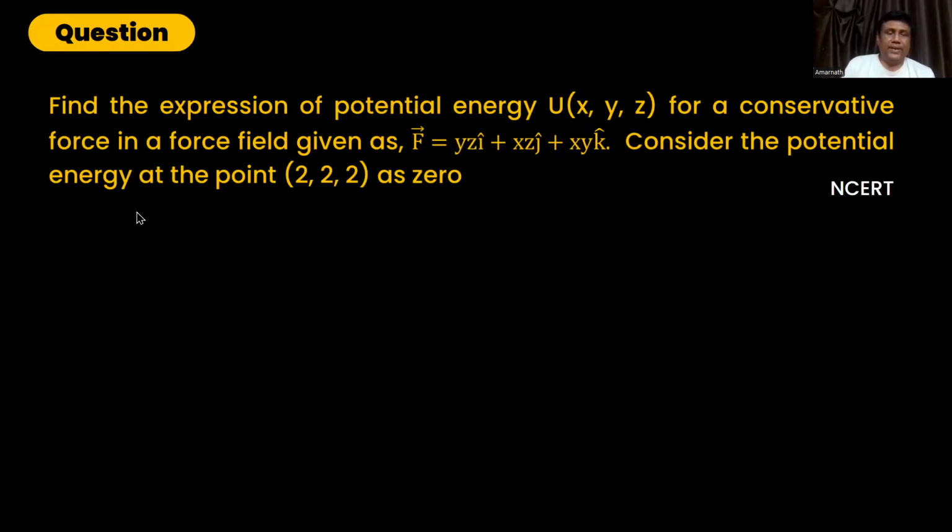So this one is a question. Find the expression of potential energy U for the conservative force given like this: yz i cap, xz j cap, xy k cap. Consider the potential energy at a point, that is given. I have already told you that in the previous question I assumed at x equal to 0, y equal to 0, the potential energy to be 0. But in this question, they are saying you assume potential energy 0 not at x equal to 0, y equal to 0, but at x equal to 2, y equal to 2, and z equal to 2. That is given, so I have to take that in the limit. That way I have to take.